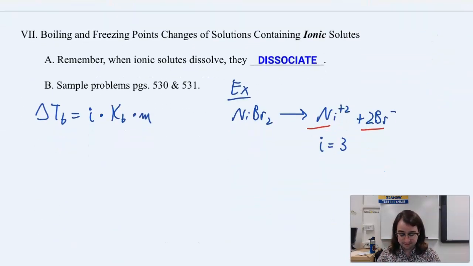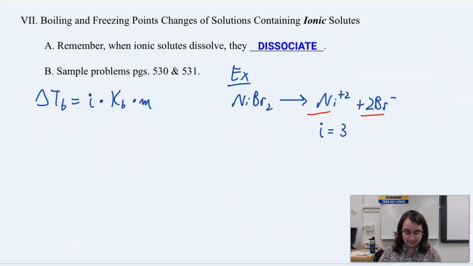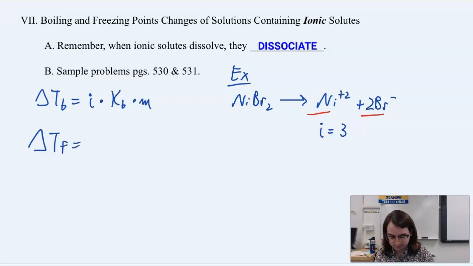All right, so remember when we talked about ionic solutions, this works the same for freezing point as well. We just have to change our equation a little bit, and the process is the same. So all we're doing is, again, just solving for Tf. We still use the i just like we did before.